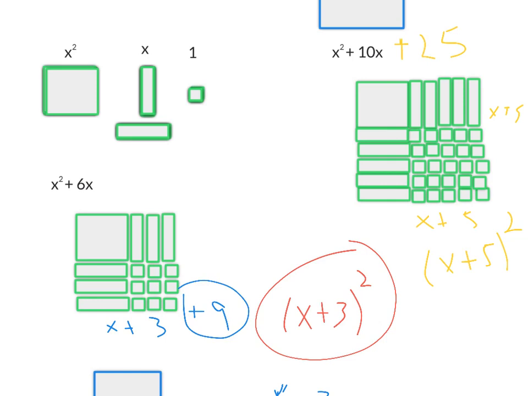Please take a moment to pause this video, write down these two examples, and also what we discussed about halving the coefficient and squaring it.